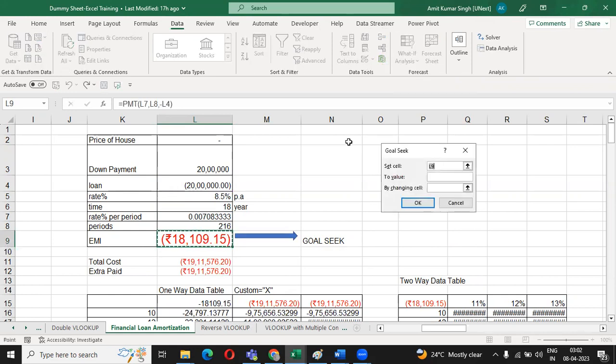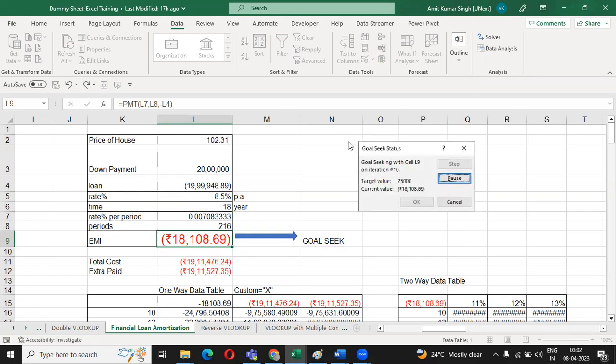Simply go to Goal Seek, where set this cell to 25,000 rupees, by changing what cell? By changing the price of the house. Press enter, you will get the price of the house. Just wait for a moment. Excel will take some time and it will give you the price of the house around 47 lakh 61,000. Thank you.